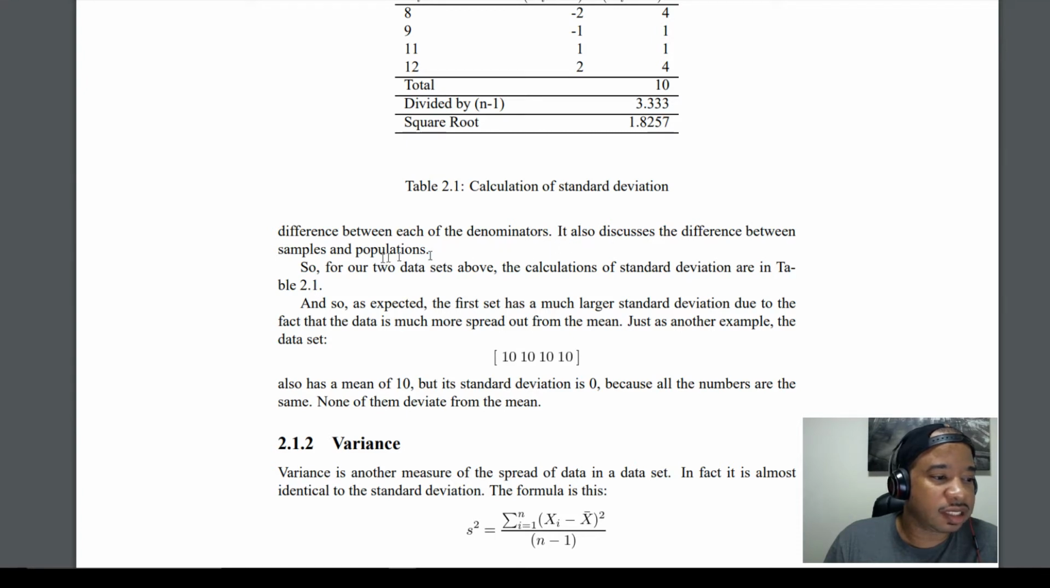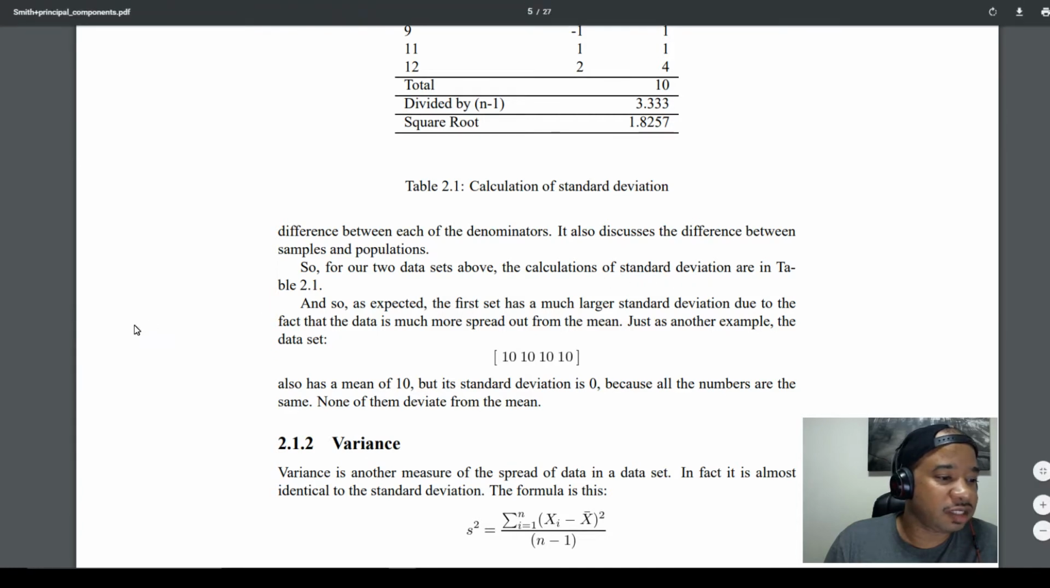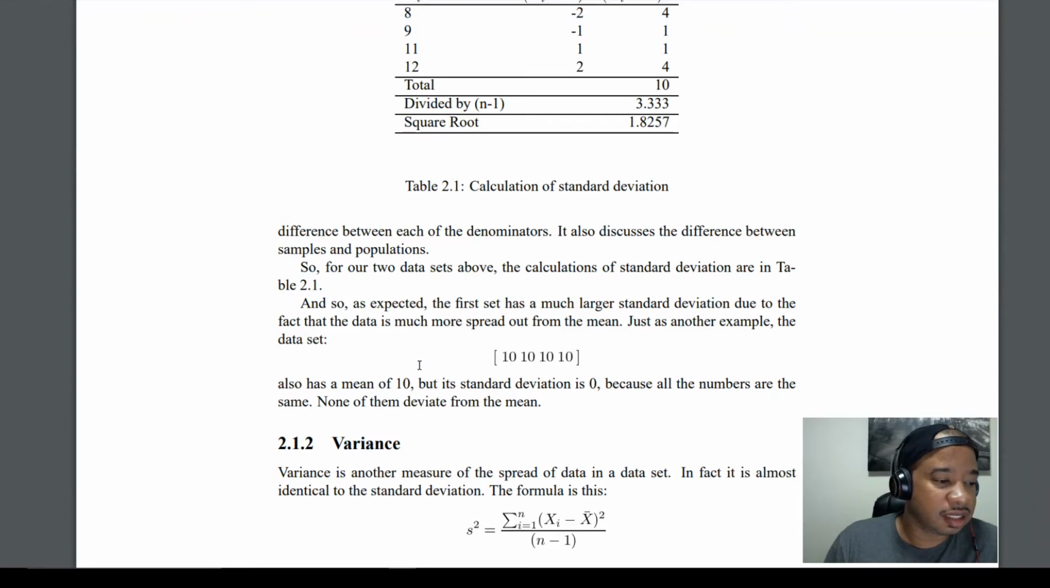So it also discussed the difference between samples and population. So for our two data sets, the calculated standard deviation is in table 2.1. And so, as expected, the first set has a much larger standard deviation due to the fact that the data is much more spread out from the mean. Just as another example, the data set 10, 10, 10, 10 also has a mean of 10, but its standard deviation is 0 because all the numbers are the same. None of them deviate from the mean.